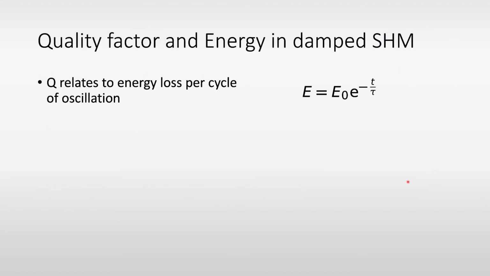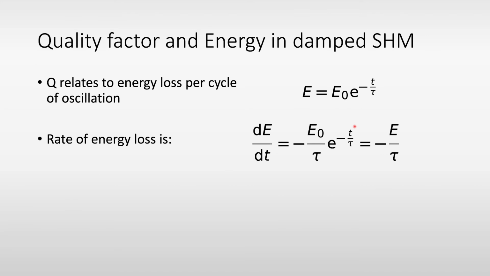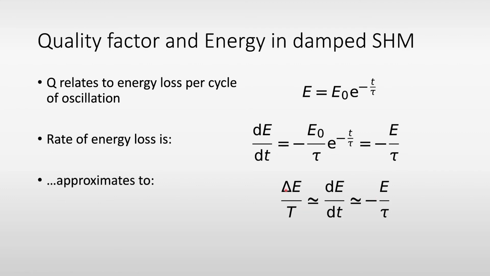This quality factor relates to the energy loss per cycle of oscillation. So we said earlier on we had the decay of the energy with respect to time. We can find the rate of energy loss by finding the derivative of this with respect to time, and we find that the rate of energy loss is equal to the energy divided by that characteristic decay constant. We can approximate this term by looking at a measurable energy change. So the change in energy divided by the period is approximately equal to the rate of change of energy, which is approximately equal to the energy divided by the characteristic decay constant.